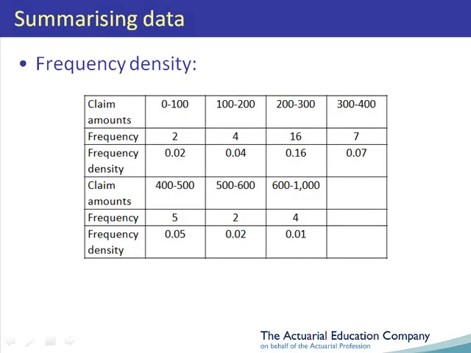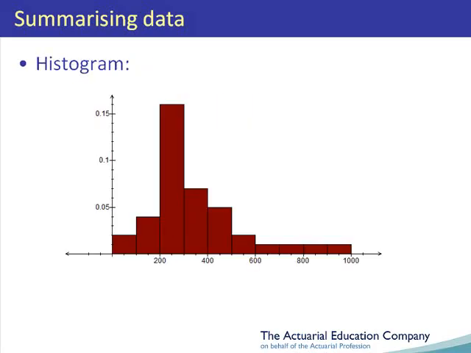We now use these data to construct a histogram. In order to do this, we need the frequency densities. The frequency densities are obtained by dividing the frequency in the original table by the width of the corresponding class. This gives us the table shown here. Note that for the last class we have divided the frequency by 400 rather than by 100.